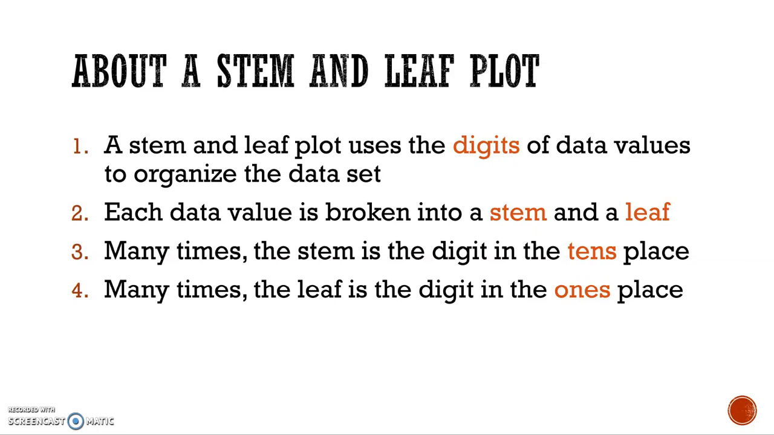A stem and leaf plot uses the digits of the data values to organize the data set. So it compacts all that data into a smaller area for you to look at. Each data value is broken into the stem and the leaf, which is why it's called that. Many times the stem is the tens digit and the leaf is the ones digit. The leaf can only have one number from the actual full number in it. The rest of it has to go with the stem. So that's why it's usually the tens digit and then the ones digit, because it's usually looking at 2-digit numbers.